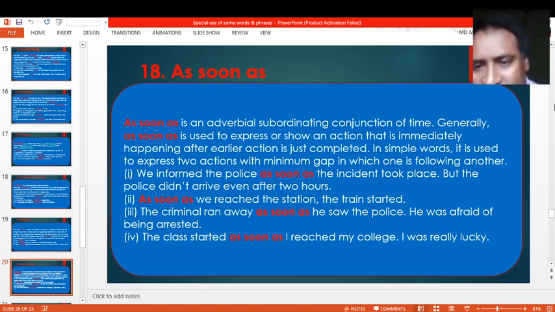As soon as we reached the station, the train started. So here we see that immediately we reached the station, but the train started to go. The criminal ran away as soon as he saw the police. He was afraid of being arrested. The class started as soon as I reached my college. I was really lucky. So using as soon as, we normally see that the main verb of those two incidents will be in the past indefinite form. So you have to be very careful about the syntactic form of that sentence.